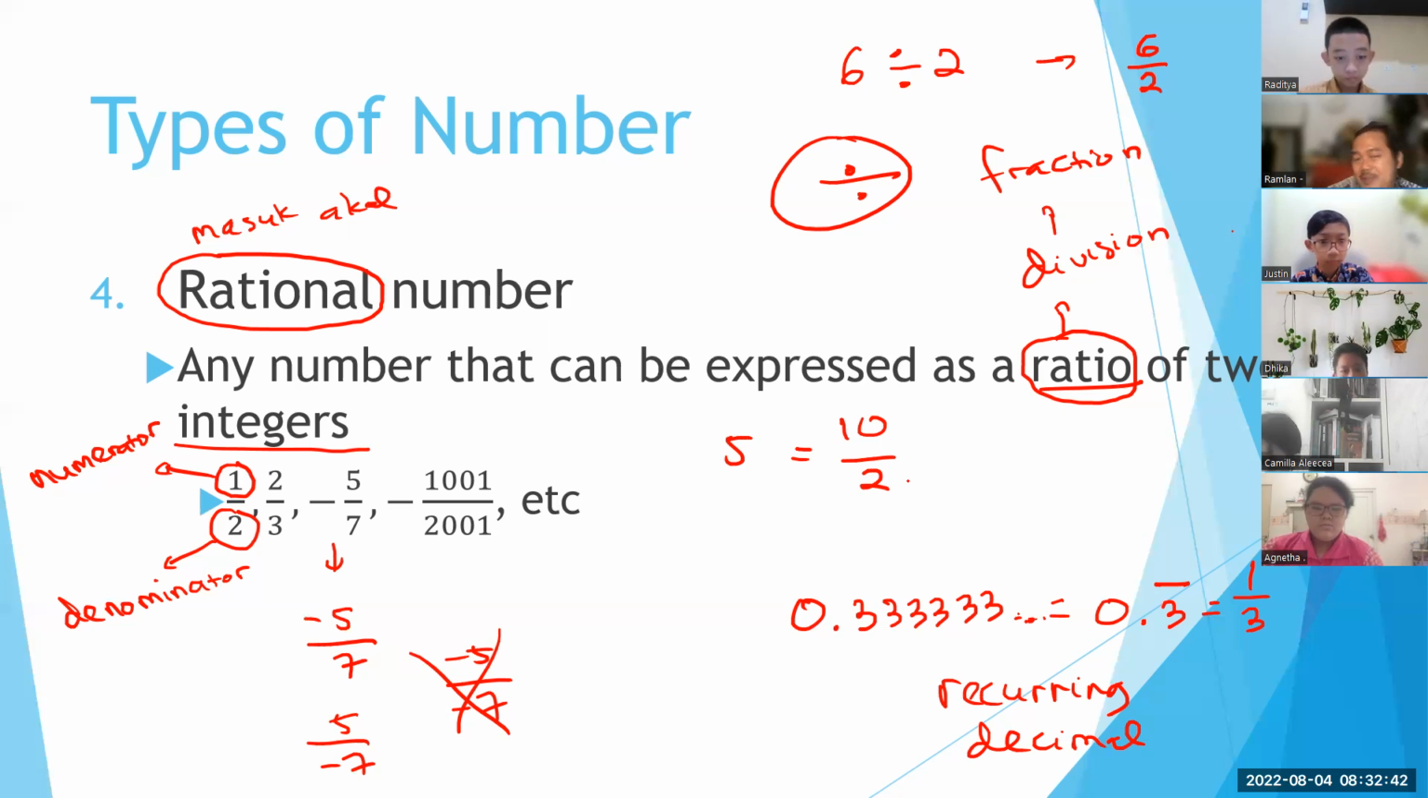So my question again, is 5 included in rational number? Yes or no? Yes, ya kan? Karena kita bisa tulis dalam fraction kan? Or actually we can write 5 as 5/1. Ya kan? Bisa juga kan? 5/1 is the same thing as 5 divided by 1. Right? It is a fraction. It is a ratio, right? But we can change them also into a whole number, gitu kan?